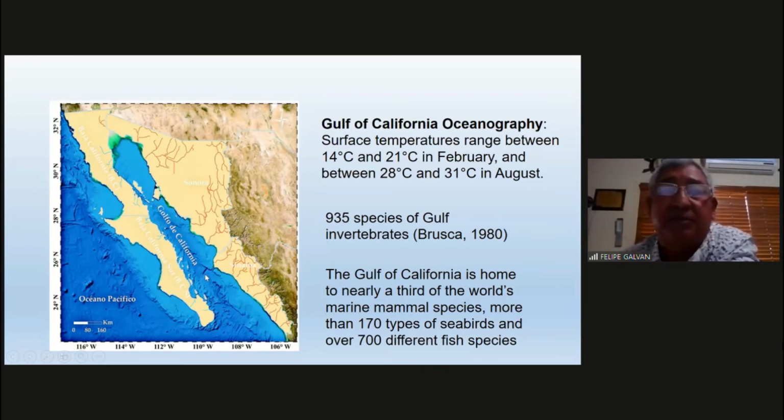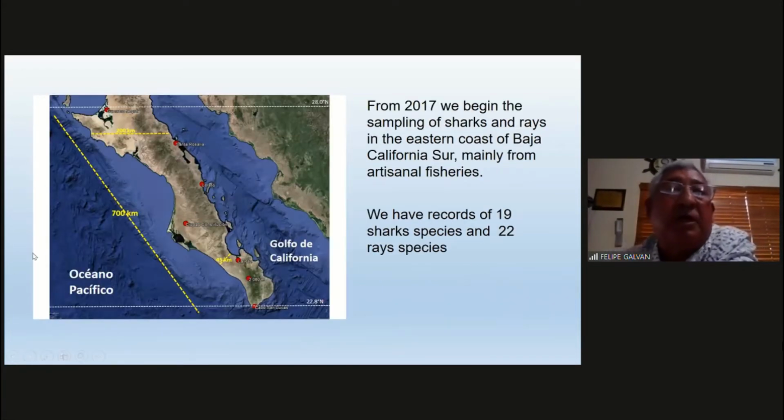And that is the reason that, again, we want to do research to try to get different information on biology. This is the area, mostly from Santa Rosalia to La Paz, where we are doing different research on sharks. We now have a record, using our data, of 19 shark and 22 ray species.